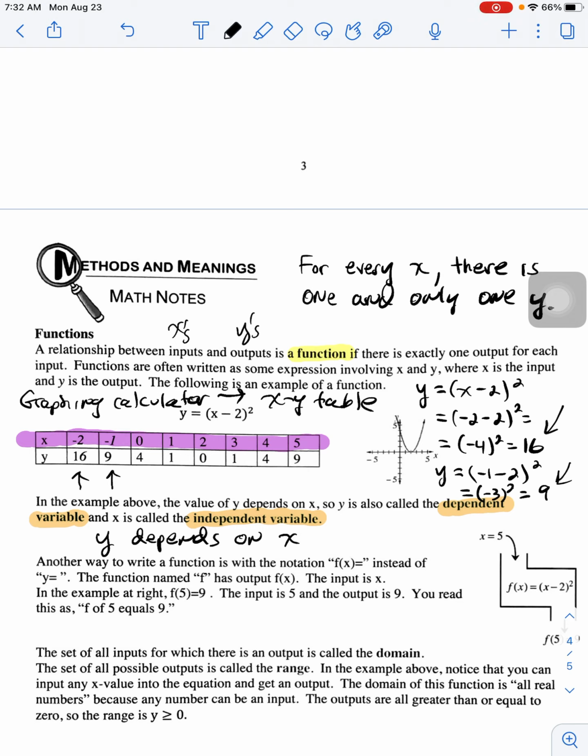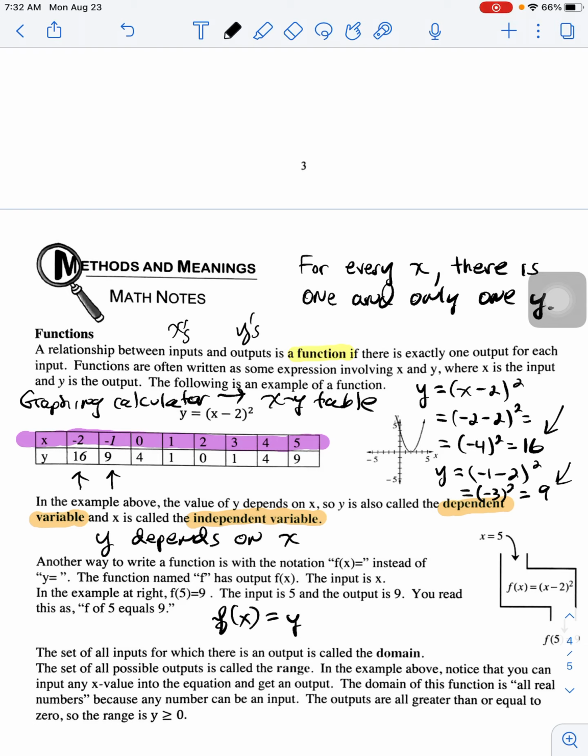You can pick anything you want for x when you're making tables, and y depends on x. So another way to write a function is with notation, f of x instead of y. What you should gather from this is that f of x is the same thing as y. The function named f has an output f of x.